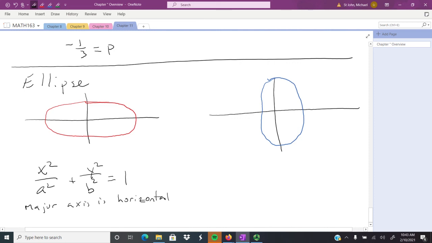So let's label some stuff on my graph here. This point is going to be the point (A, 0). This is going to be (negative A, 0). And then this one is going to be (0, B). This one is going to be (0, negative B). And then we have these two here. This is going to be (C, 0), and this will be (minus C, 0).